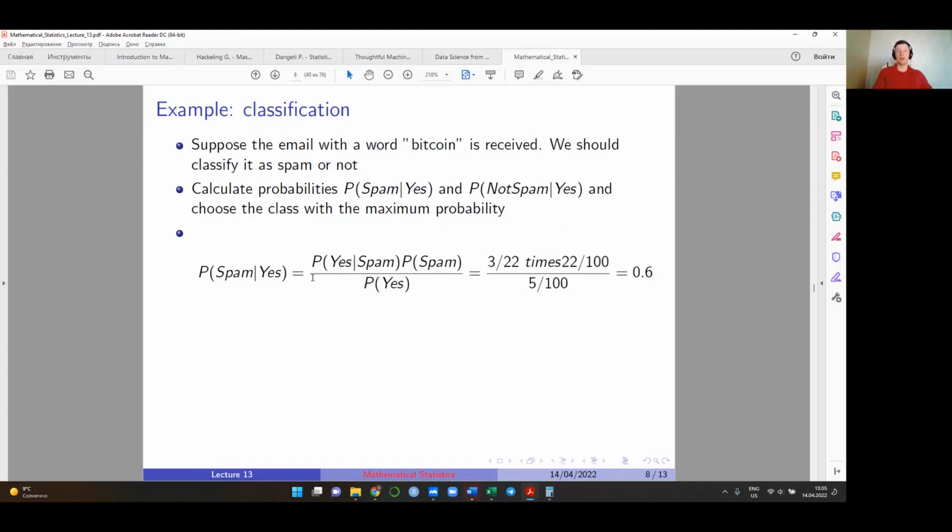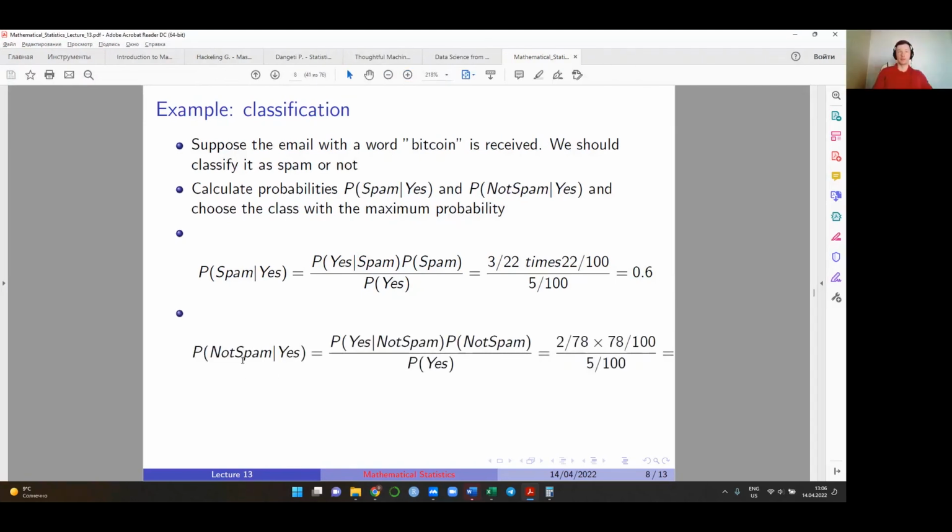So here, using Bayes' rule, the probability that this is spam given yes is the probability of yes given spam, multiplied by the probability that this is spam, divided by the probability of yes. We computed all these probabilities. Yes given spam is 3 over 22, times 22 over 100, the probability that we received spam, divided by 5 over 100. And the conditional probability is 0.6.